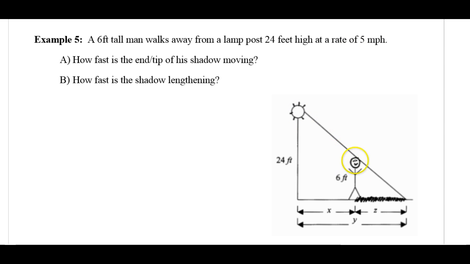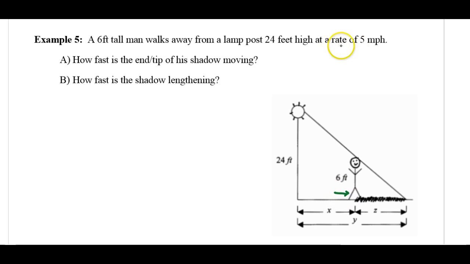I have this 6-foot-tall man here, and he's walking away from a lamppost. So he is walking in this direction. Here's the lamppost. The lamppost is 24 feet high, and he's walking at a rate of 5 miles per hour. So there's three different distances going on here, x, z, and y. I'll explain why we need all three. So x is the distance from the light post to the man.